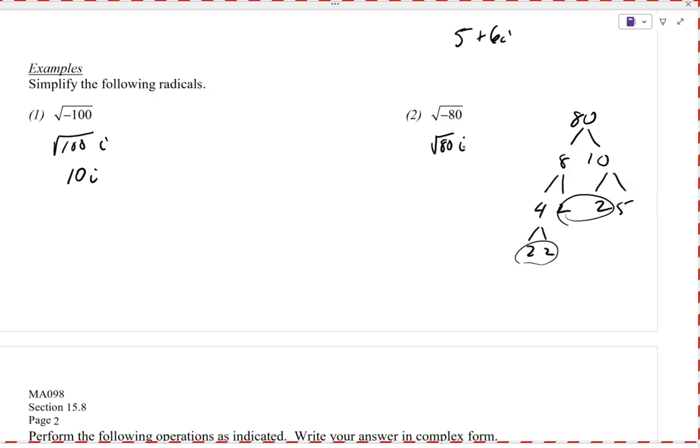Yep, I got a 4. I got 4 left over, don't I? Because I got 2 pairs of 2s. Okay, so we'll have 4 square root of 5 and then an i.